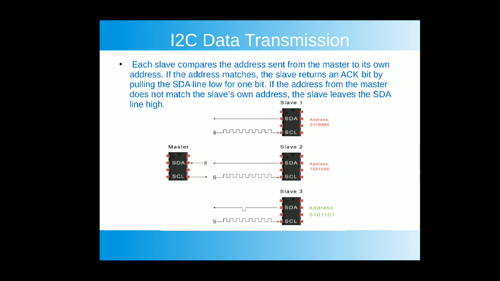And similarly, slave 2 also compares the received address with its internal address, and it also finds out that the address doesn't match. But in the case of slave 3, it finds out that the received address matches its internal address. So slave 3 understands that the master wants to communicate with slave 3. So slave 3 will send an acknowledgement bit to the master to say that it received the address and it is ready for the communication.